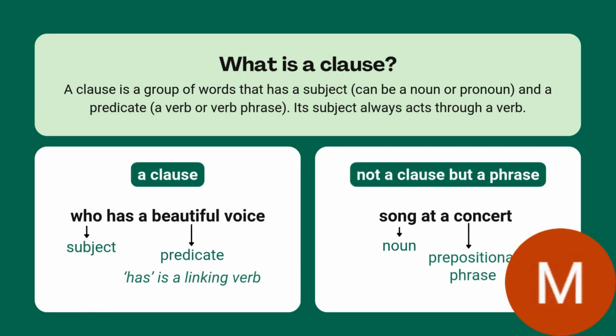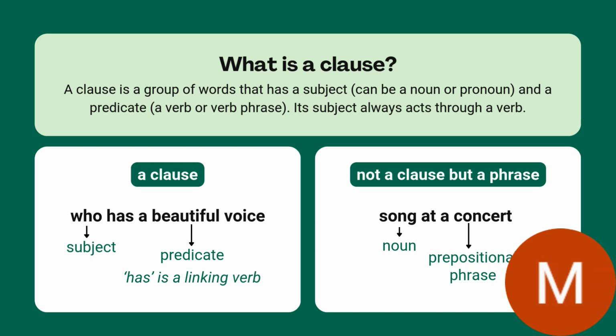So, let's begin with the definition of a clause. What is a clause? A clause is a group of words that has a subject and a predicate. The subject can be a noun, name, or a pronoun like he, she, it, and the predicate can be a verb or a verb phrase.